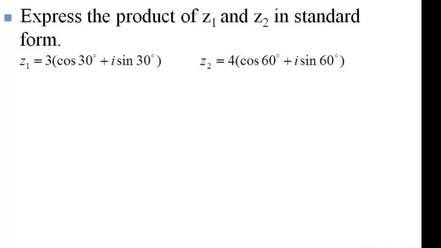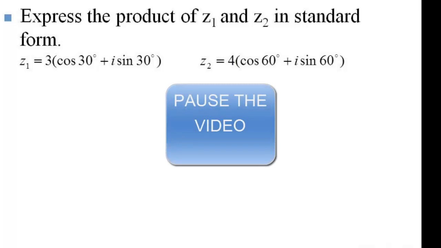Because the cosine of 30 degrees and cosine of 60 degrees are known functions, known values, we can do this as an exact value for an answer. Pause the video while you work this out.